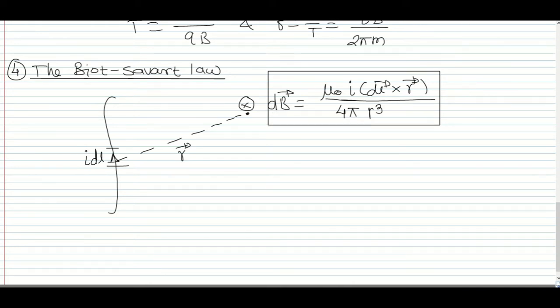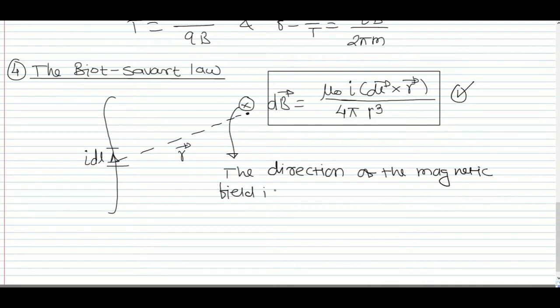So dB bar is equal to mu naught I dl bar cross r bar divided by 4 pi r cube. This is the Biot-Savart law, and as it is you have to remember it. Okay? And the direction of the magnetic field is given by the right hand thumb rule.